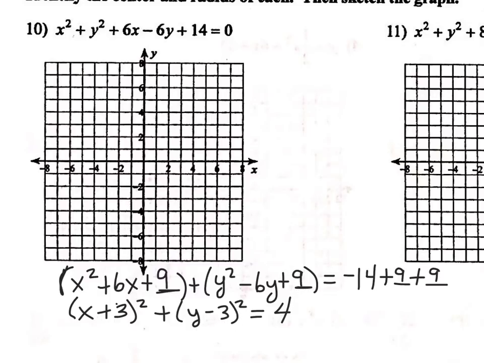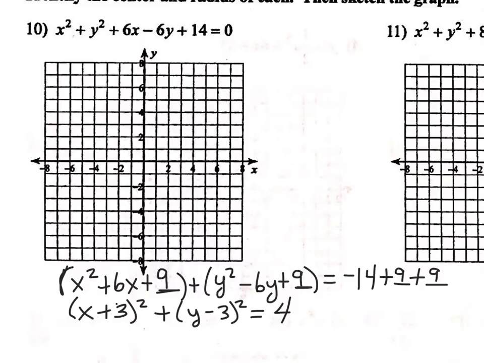So I'm adding two 9s to my negative 14. So negative 14 plus 9 plus 9 gives me a positive 4. So my radius for my circle is going to be 2 because this is actually r squared. So I have my x squared plus y squared equals r squared. So I have my equation for my circle. This is the standard form circle equation.